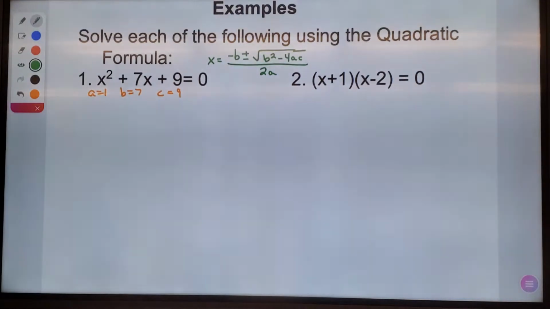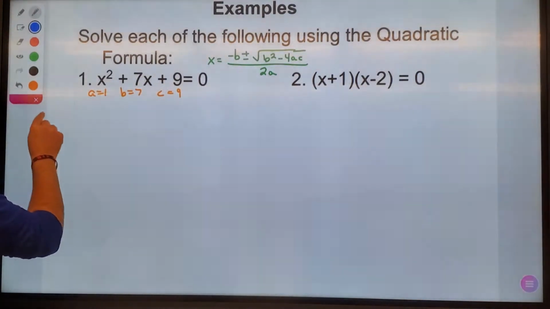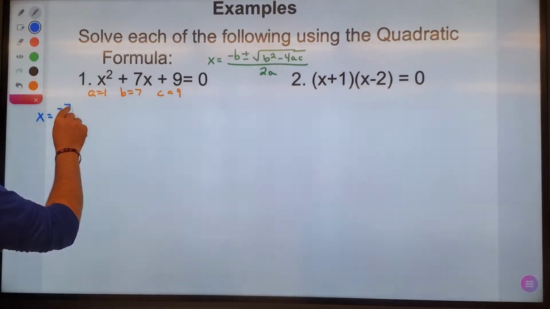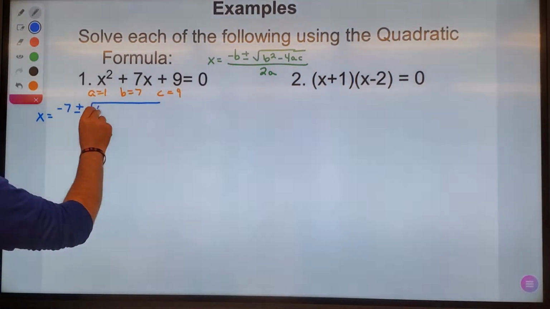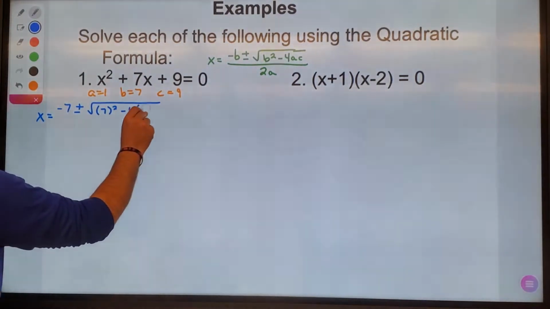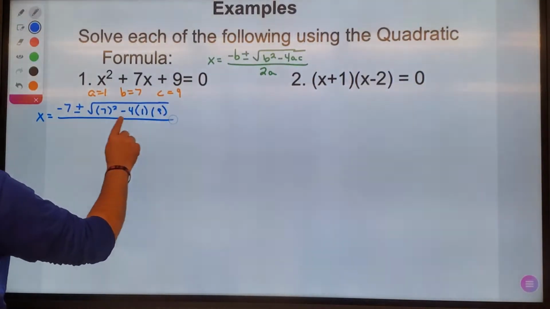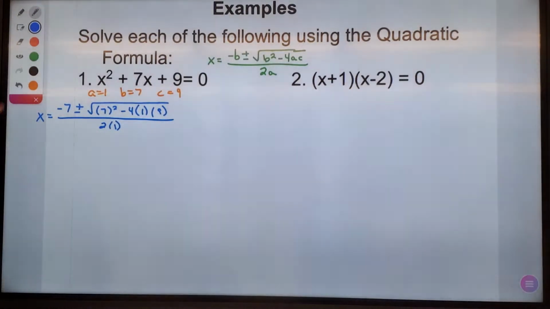Okay, and again, I'm just plugging in the values of a, b, and c now. So over here, I'm going to have x equals the opposite of 7, which is negative 7, plus or minus the square root. I have 7 squared minus 4 times 1 times 9, all over 2 times 1. Okay, and I'll alternate colors here so that we can keep things visually separated.